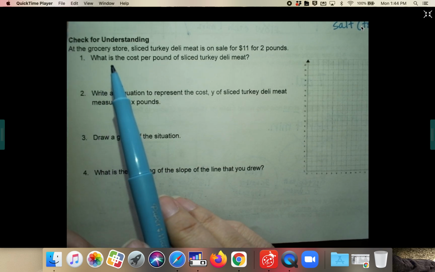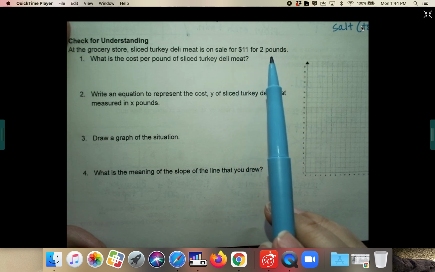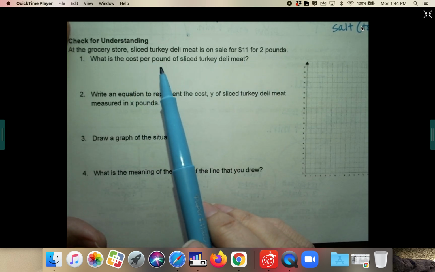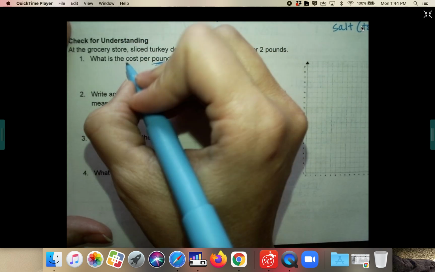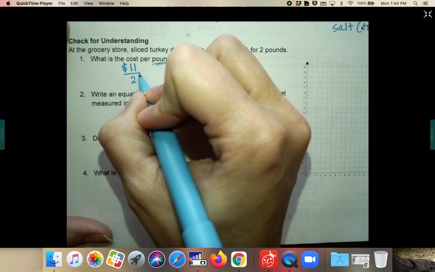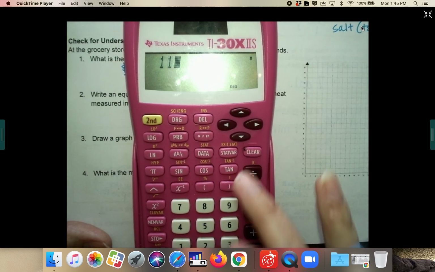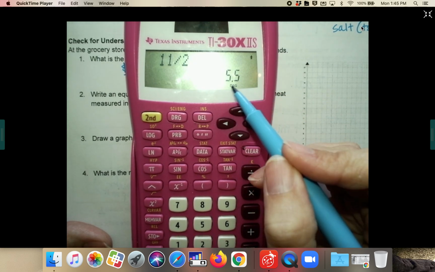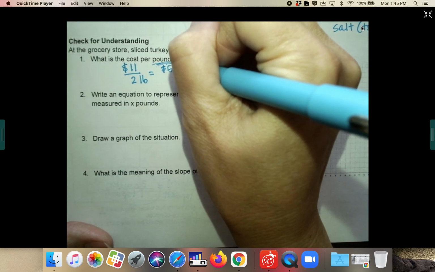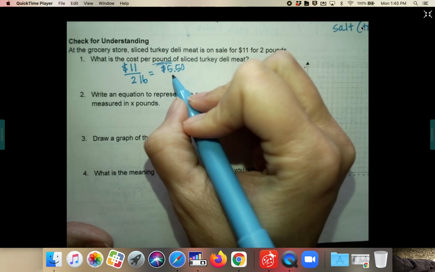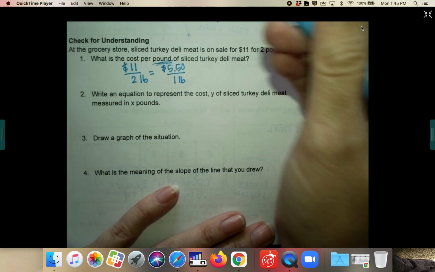All right, so at the grocery store, sliced deli meat is on sale for $11. You get 2 pounds. What is the cost per pound? That's per 1 pound, so I need to divide it out. If it's $11 per 2 pounds, I need to get a unit rate. I need to divide 11 by 2 to see that it's 5.5, or $5.50 per pound. So 5.5 means $5.50. Go ahead and add that at 0 per 1 pound.